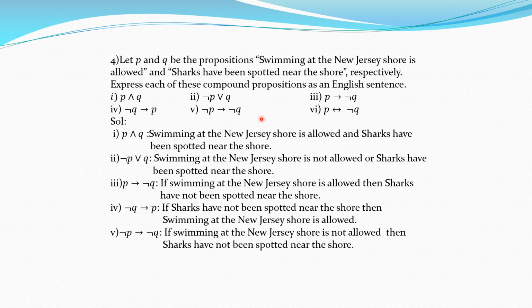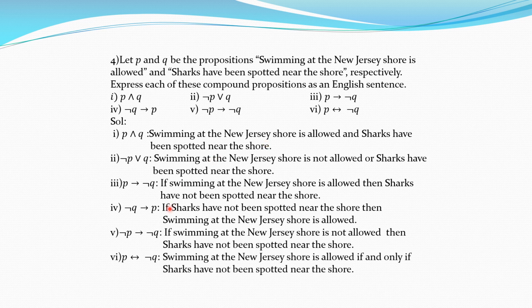So here we are joining P and negation Q by using the logical connective if and only if. So after P we use the words if and only if, and then we write the not Q statement. So this is: swimming at the New Jersey shore is allowed if and only if sharks have not been spotted near the shore. In this way, if we are given the proposition in symbolic form using logical connectives, then we can convert them into an English sentence.